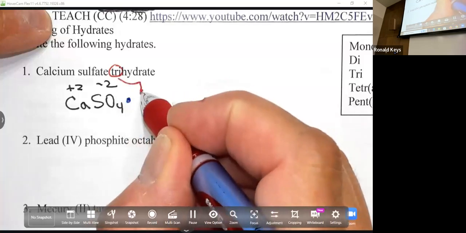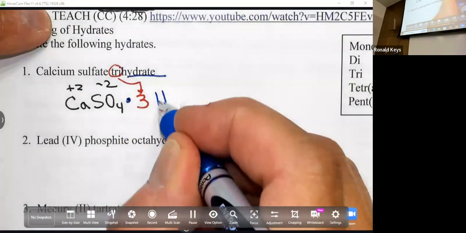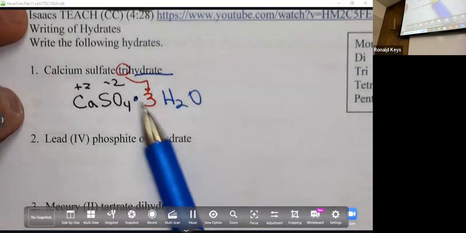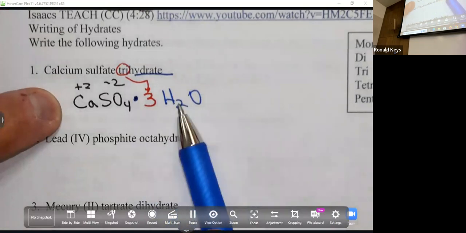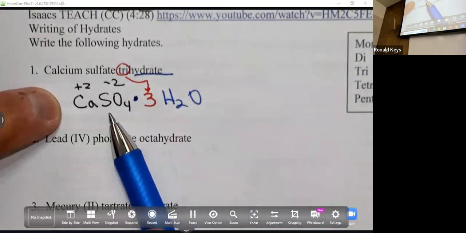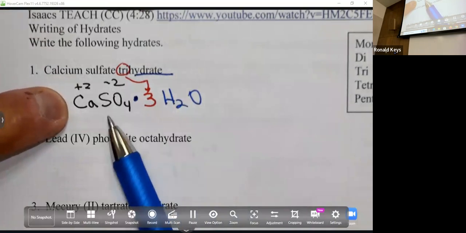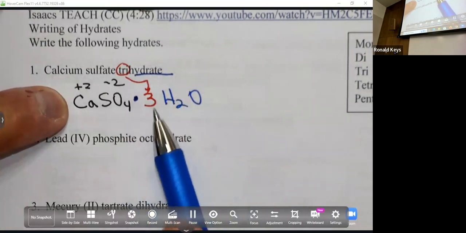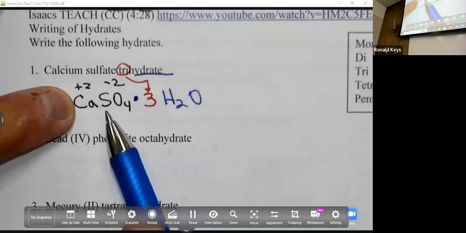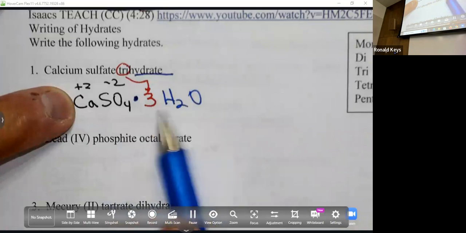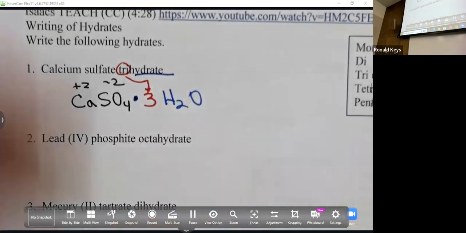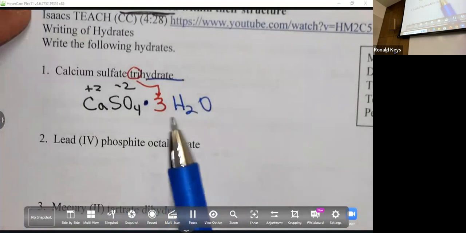Same prefixes, and hydrate is just H2O. Everything is the same. We just use a multiplication dot and we tell how many waters are attached to each formula unit here. Now, when you have lab this week, you do the molar mass, you include the waters. So this would be calcium plus sulfur plus 4 oxygens plus 6 hydrogens plus 3 waters. When you calculate the molar mass, you include the waters.